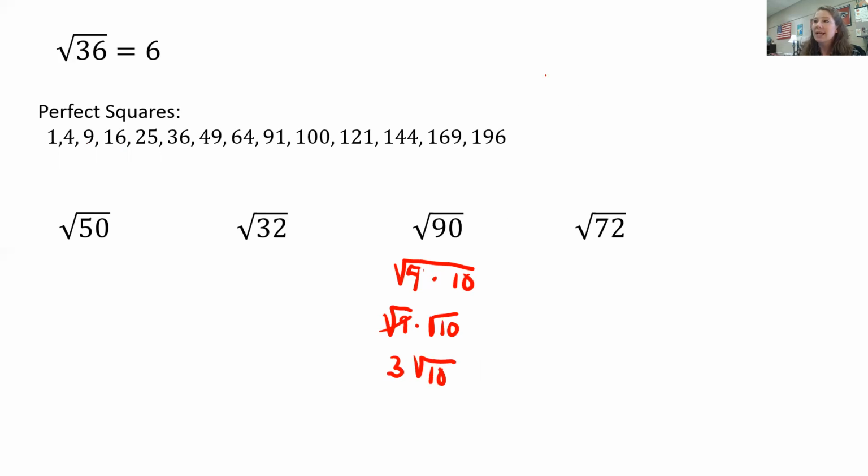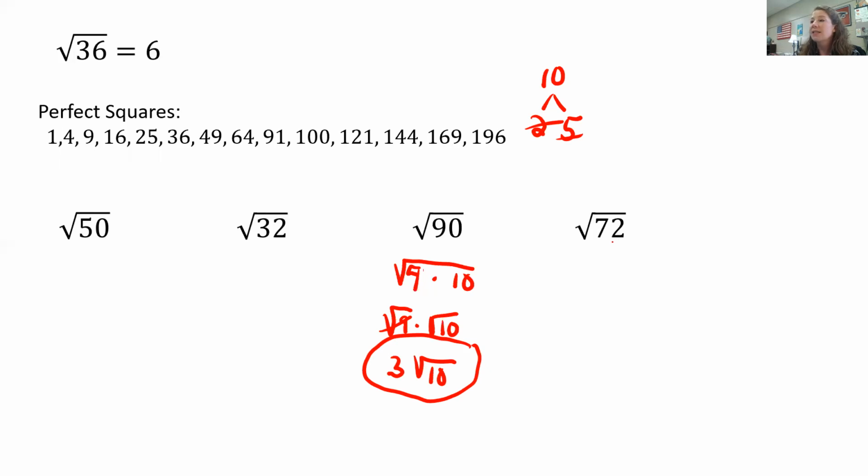So let's think about 10. Does 10 have any factors that are perfect squares? No, besides 1 and 10, the only other factors are 2 and 5. These are not perfect squares, so I'm safe there. And to check my answer, I could square 3. 3 squared is 9, and 9 times 10 is 90.